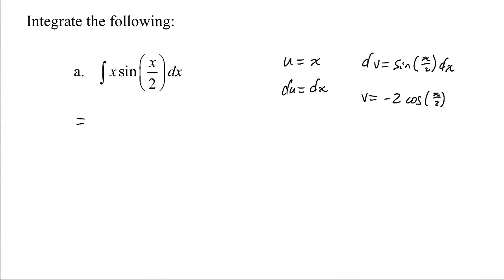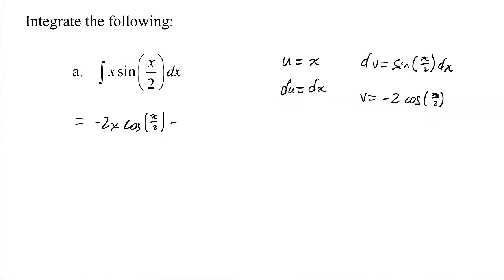So this equals uv, so negative 2x cosine of x over 2 minus the integral of v du, right? So then I see that I'm going to have a negative 2, so I'm actually going to factor that out and make this plus 2, the integral of cosine of x over 2 dx, which we can do. The antiderivative of cosine. So this becomes negative 2x cosine of x over 2.